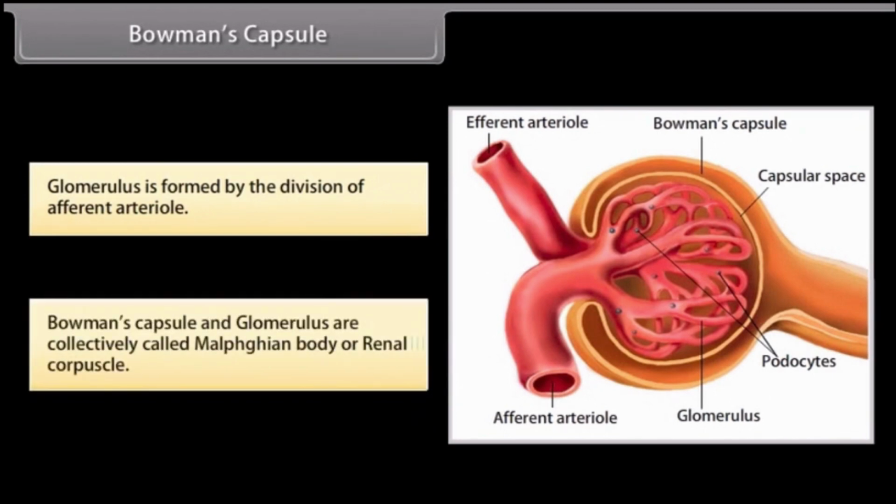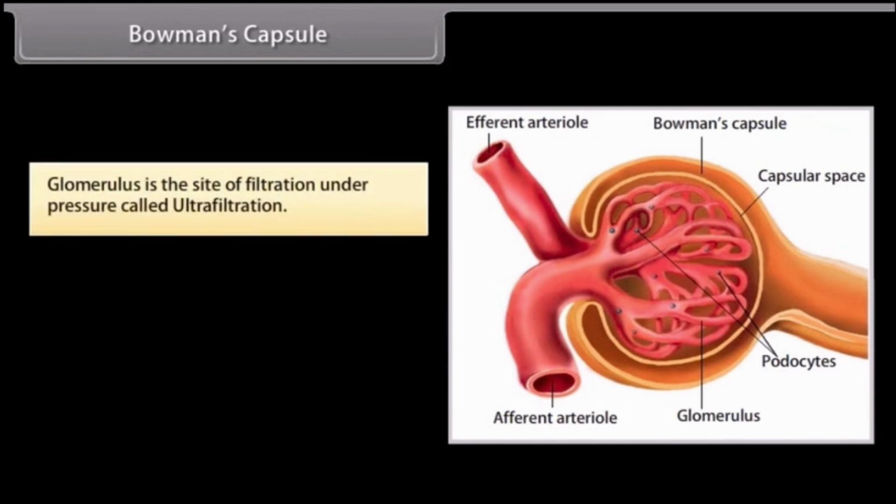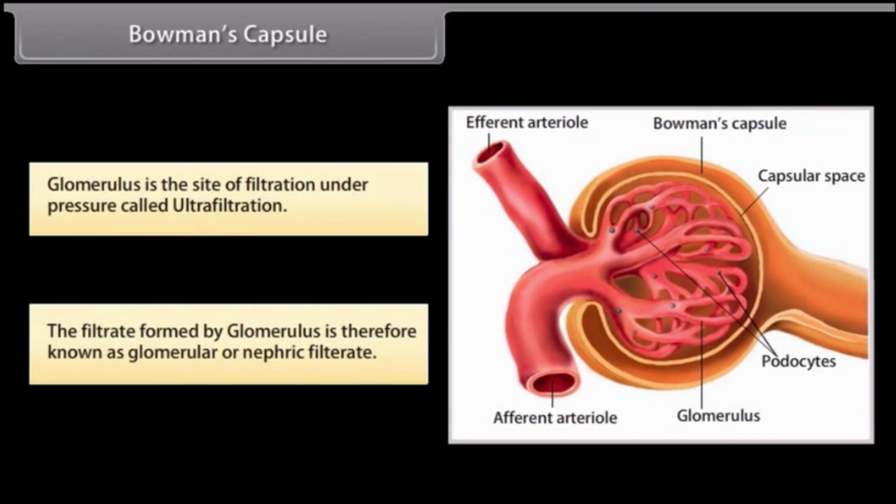Bowman's capsule and glomerulus are collectively called the Malpighian body or renal corpuscle. The glomerulus is the site of filtration under pressure called ultrafiltration. The filtrate formed by the glomerulus is therefore known as glomerular or nephric filtrate.